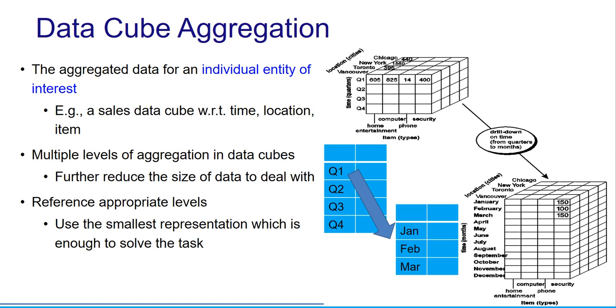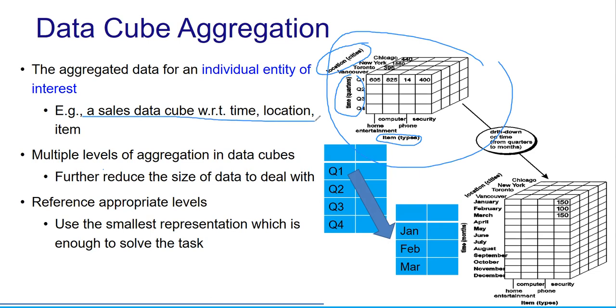This aggregated data for an individual entity of interest can be seen in this diagram. If you look at this one, you can see that it is a kind of cube and there are three kinds of attributes. The first is about item, this is about time, and this is about the location or cities. This is data about sales, and we can see the sales with regard to the time, location, and the item.